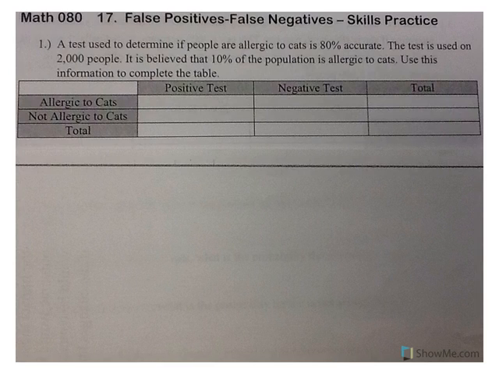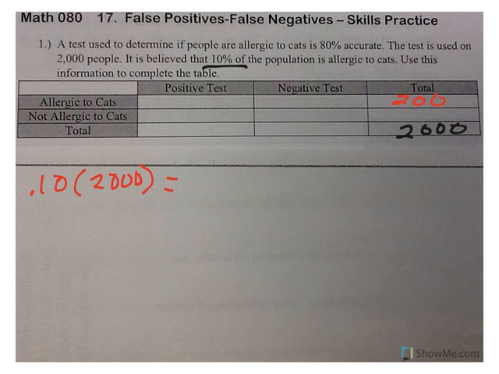Welcome to another video on false positives and false negatives. We've got three problems here. So the first one, we are going to talk about 2,000 people and whether or not they are allergic to cats. It tells us that 10% of the population is allergic to cats. So that's 10% of the 2,000, and that tells me that 200 people are allergic to cats.